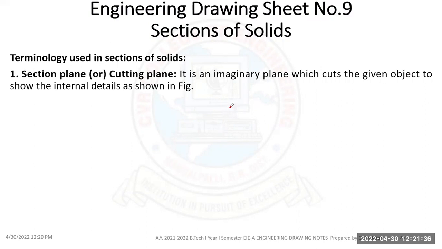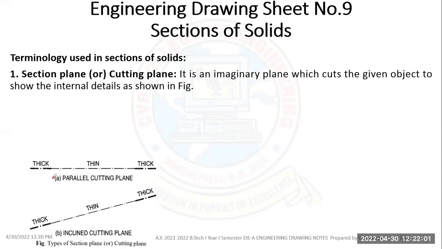For example, if the plane is cutting five sides, you have to write PQRST. Suppose it is cutting only four sides of a square prism, you have to write PQRS only. Suppose you are cutting a triangle, or only three sides of a pentagon, then you have to write PQR. Like that, you have to make this labeling also.